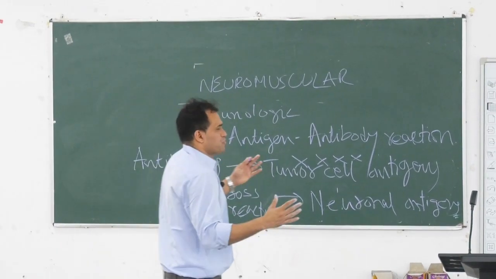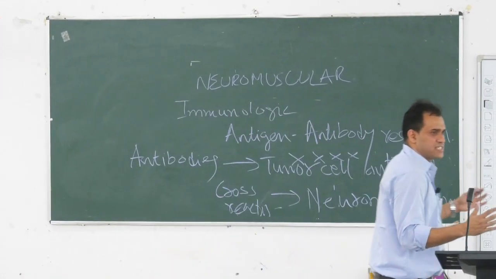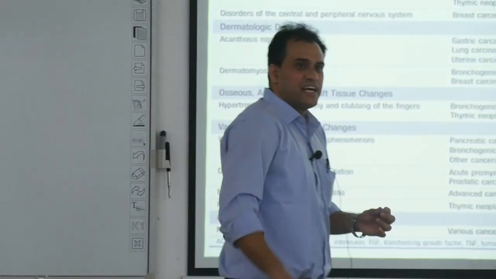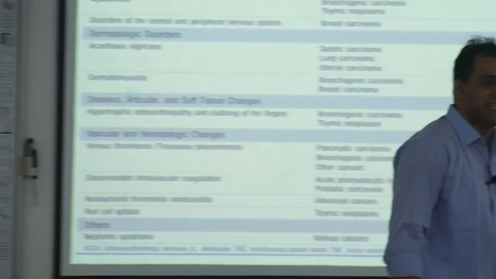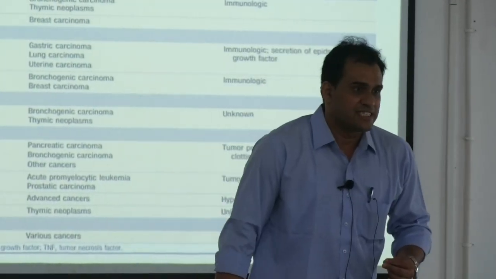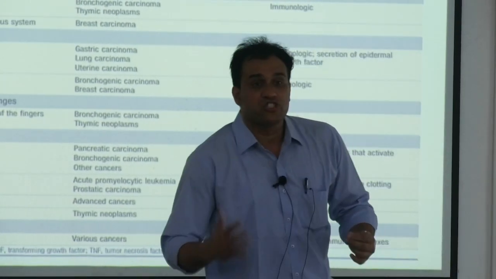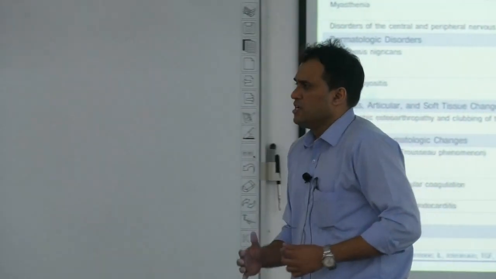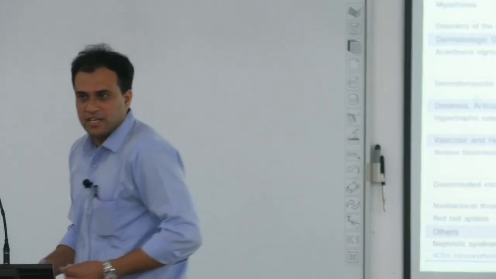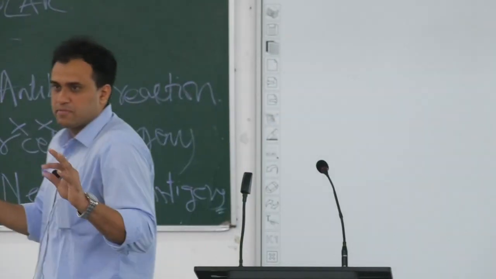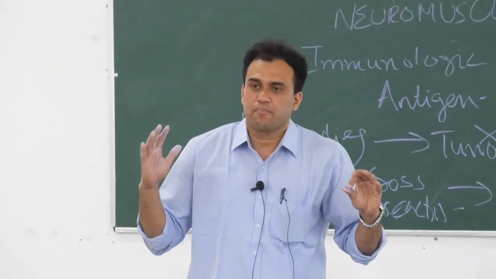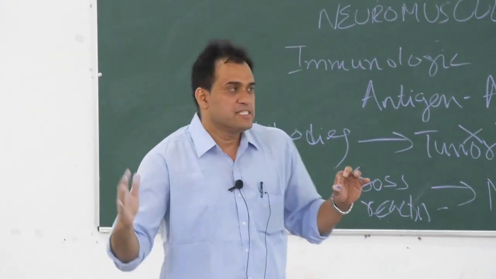So the patient presents with disorders of the central and peripheral nervous system, for example, a polyneuropathy, then a myasthenic syndrome like myasthenia gravis, a syndrome similar to polymyositis, then cerebellar cortical degeneration. These are the symptoms that you must remember. These are the symptoms that the patient presents with, and the mechanism is immunologic.